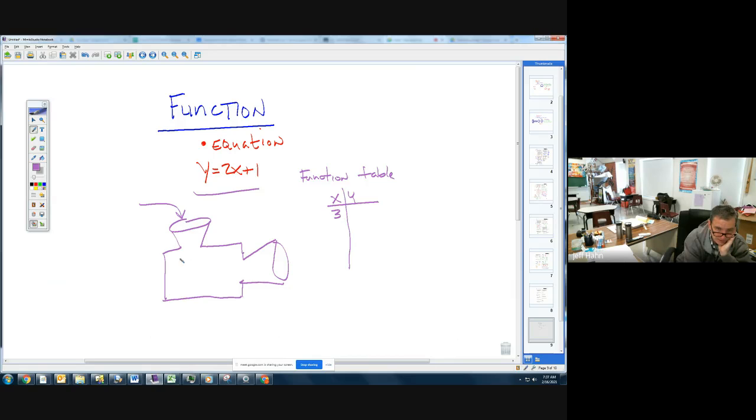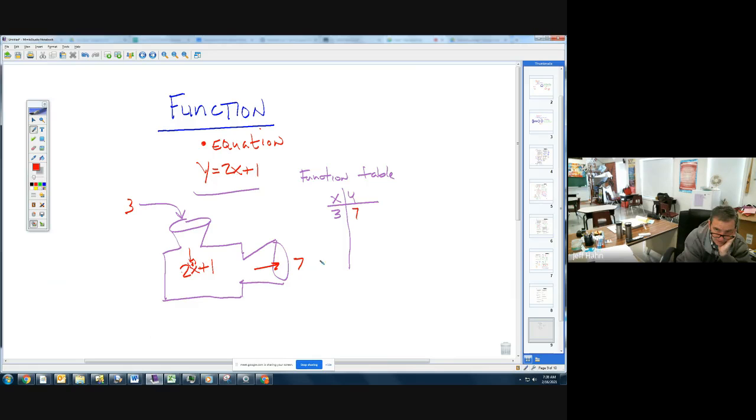Okay, I put my number 3 in here, and within said function machine here, what happens to that x number? It gets multiplied by 2 and then added 1, too. So you put the 3 in for the x. 2 times 3 is 6. 6 plus 1 is 7. And out comes a 7. You input a 3 and out comes a 7.